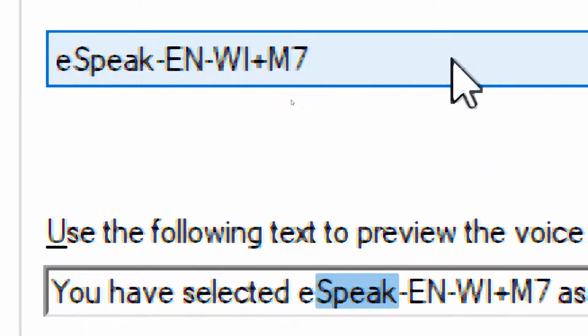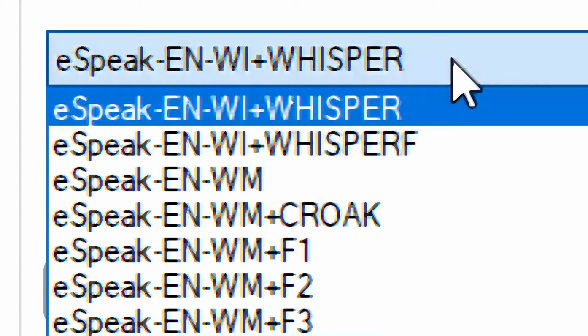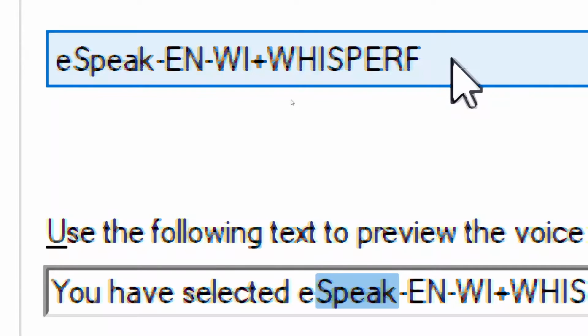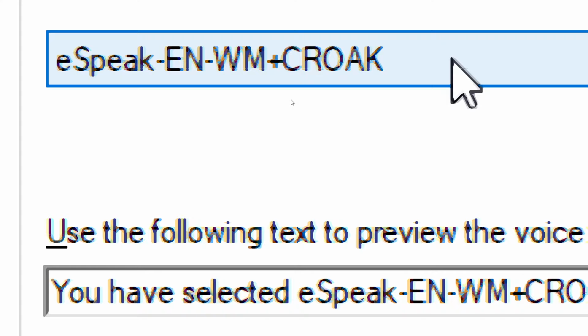You have selected eSpeak ENWI plus M7 as the computer's default voice. You have selected eSpeak ENWI plus Whisper as the computer's default voice. You have selected eSpeak ENWM as the computer's default voice. You have selected eSpeak ENWM plus Croak as the computer's default voice.